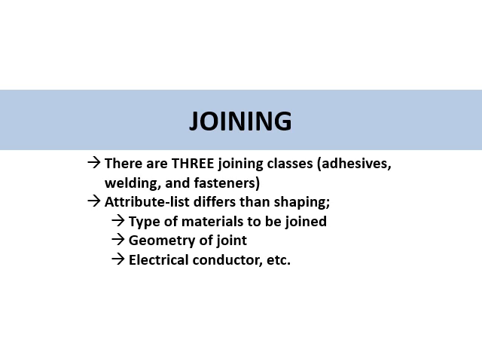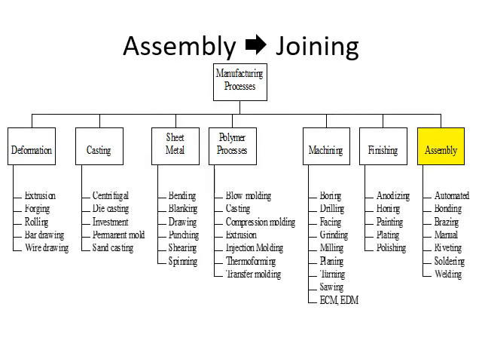So the attributes or requirements differ from shaping, which include the type of material to be joined together, such as metallic materials, polymers, and many more. Another one is the geometry of the joint and some properties such as electrical conductivity, thermal conductivity, and many more. In this figure, among many of the manufacturing processes, we can consider assembly is one of the last processes in manufacturing. It's either finishing or assembly would be the last.